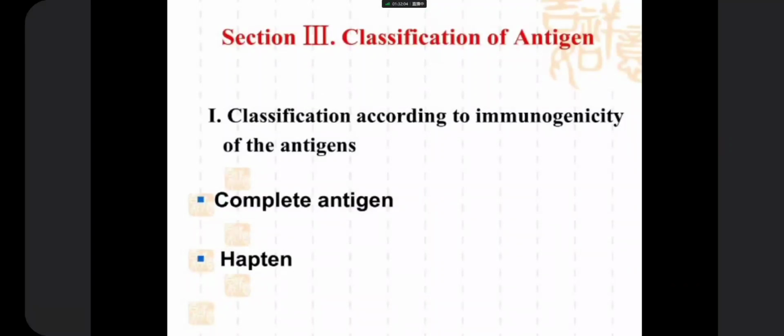Let's study Section 3, classification of antigen. According to immunogenicity, antigens can be classified into complete antigen and hapten. Before, we have studied the difference between complete antigens and haptens.